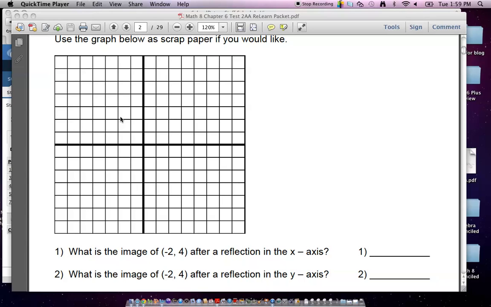Okay, so we are on to the Relearn packet, and the first part of today's Relearn packet will work almost completely on coordinate geometry related stuff. So what we're going to do is go through each of these questions from the test piece by piece, and hopefully you guys will gain a better understanding of them.